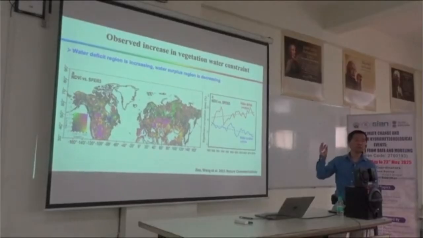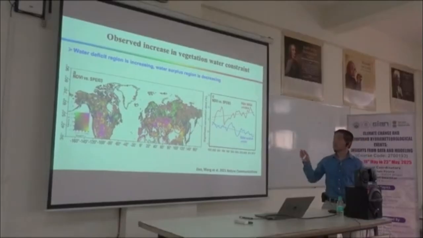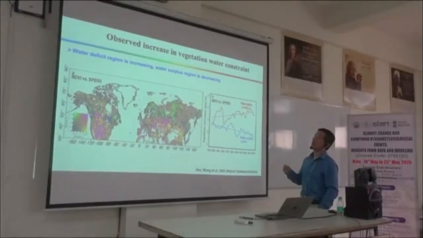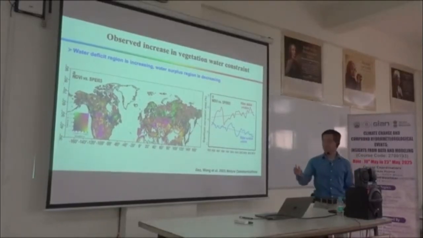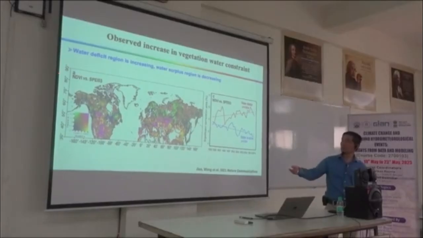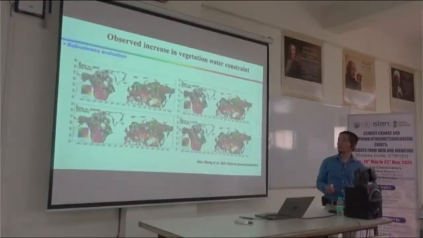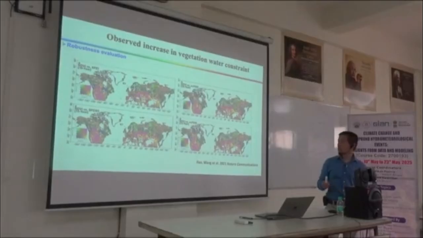That means vegetation growth does become more and more water limited, right? So that is one of the most direct evidence we have. Remember this one we use NDVI, right? So we want to test whether the results is robust. For a Nature type of journal, you have to show your results is robust.